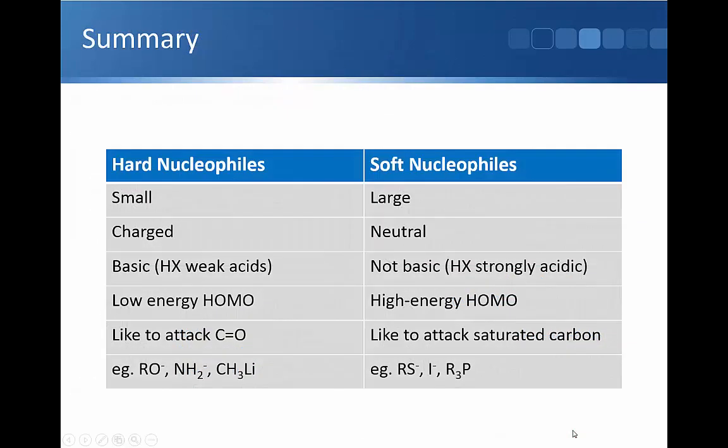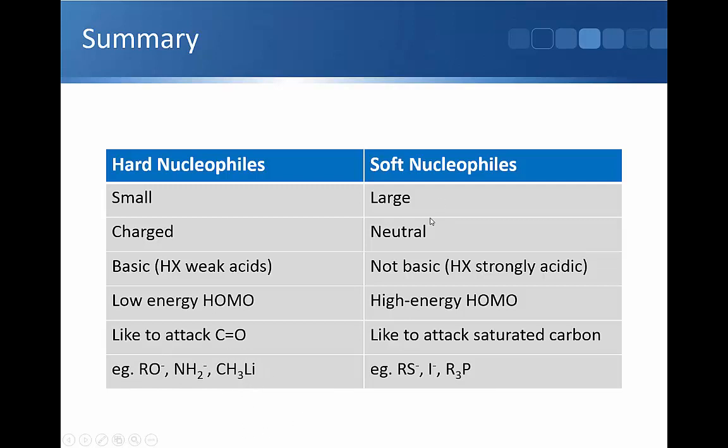So just to summarise, hard nucleophiles are small, charged nucleophiles. They tend to be quite strong bases, i.e. weak acids. The electrons on these small atoms will be low in energy because they'll be closer to the nucleus, so they'll have a low energy HOMO. And when you're looking at the alpha-beta unsaturated system as an example, they will prefer to attack directly at the carbonyl.